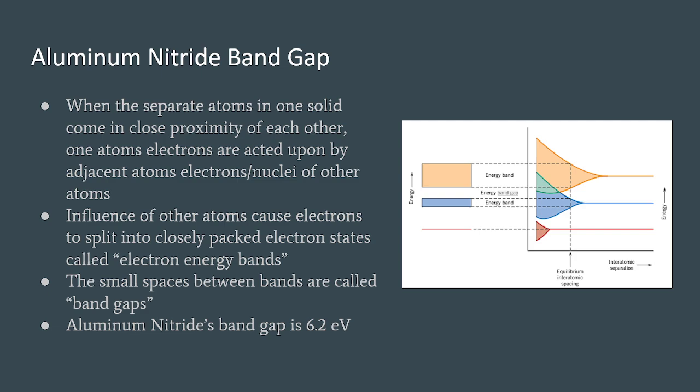And when they come into close proximity and act on each other, it influences the atom's electrons to split into closely packed electron states called electron energy bands. And then the small spaces between the bands are called band gaps. If you look at the picture on the right, it shows what this means. And then we found that aluminum nitride's band gap is 6.2 eV.